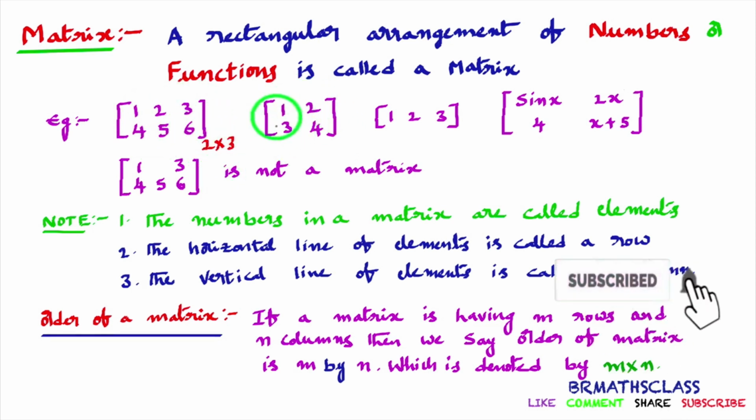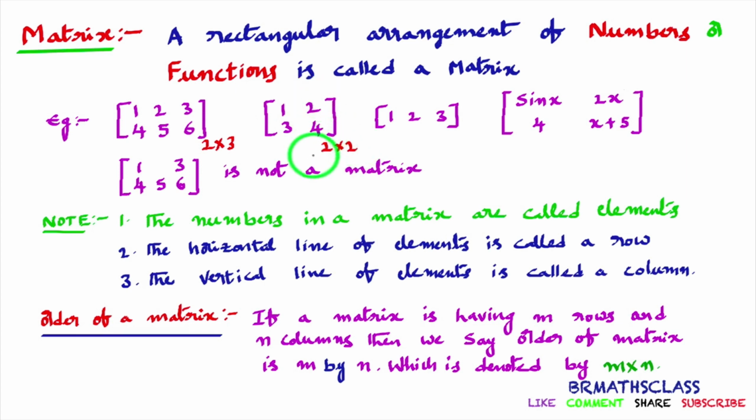You observe this matrix. What is the order of this matrix? How many rows are there? First row, second row. 2 rows are there. 2 by how many columns? First column, second column. So the order of this matrix is 2 by 2. How many rows are there in this matrix? Only one row. 1 by how many columns? 1, 2, 3. 3 columns are there. The order of this matrix is 1 by 3.